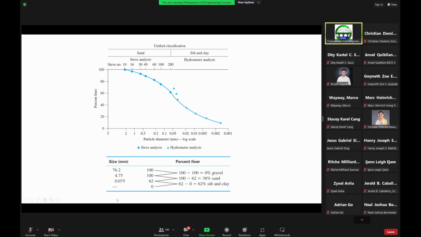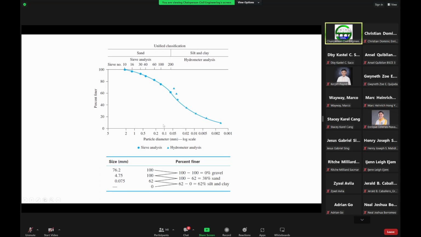And then if nothing is left in the pan, for example, this difference is now the percentage for the silt and the clay.